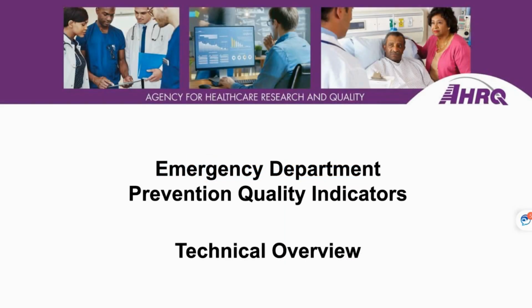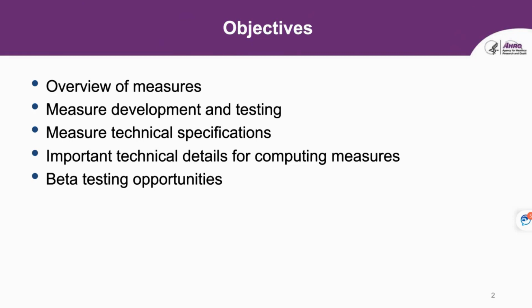The Emergency Department Prevention Quality Indicators, or ED PQIs, have been incorporated into AHRQ's quality indicator software, and the new module is awaiting beta testing. This presentation will orient potential users by describing the measures and their objectives, how they were developed, their specifications, and how to calculate them using public software. It will conclude by explaining the kind of feedback AHRQ hopes beta testers will provide.